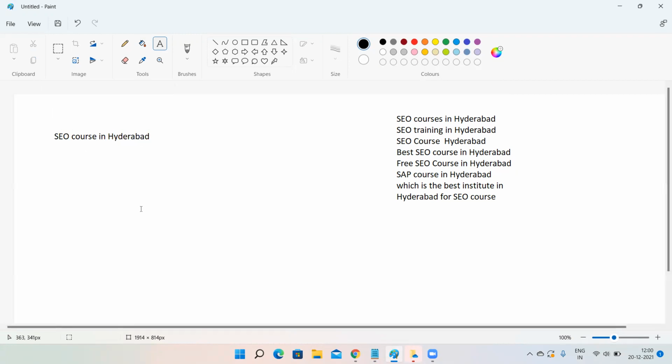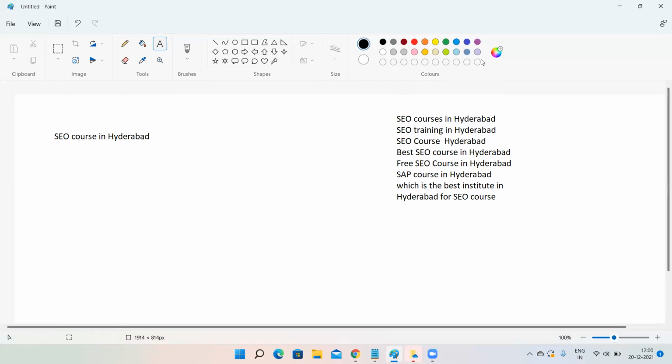Yes. Now, this topic is about keyword match types. I have written some keywords over here, 1, 2, 3, 4, 5, 6, 7, 8. Now, you guys tell me, when somebody has searched for this particular keyword, SEO course in Hyderabad, will my ad appear or not? When we have created ad groups, below that we have mentioned the keywords. For these keywords, my ad should appear.